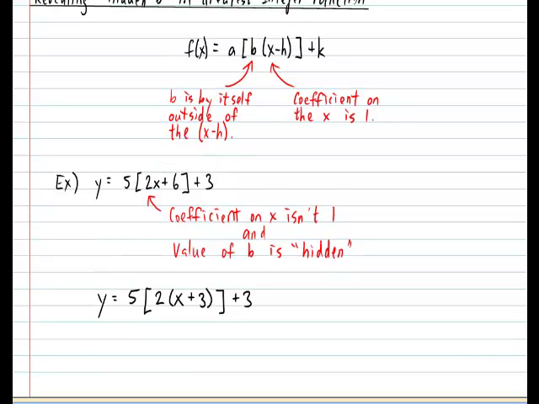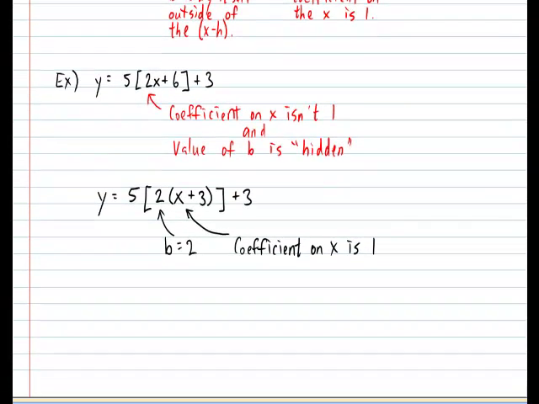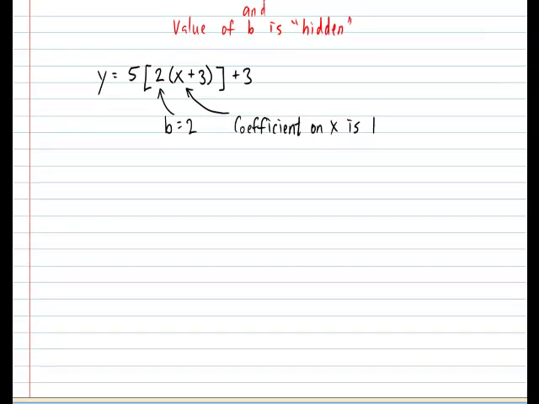This rule is now considered fixed because of the following two reasons. The b is actually visible, it's clearly 2, and the coefficient on the x is 1. There we go, fixed. I would like to try another example, this time involving some fractions.